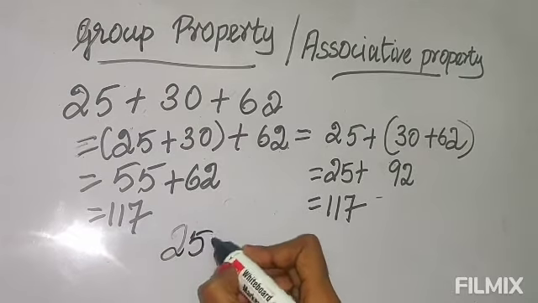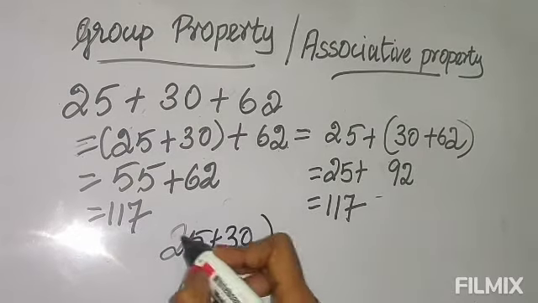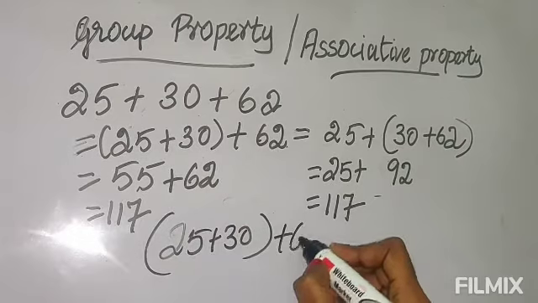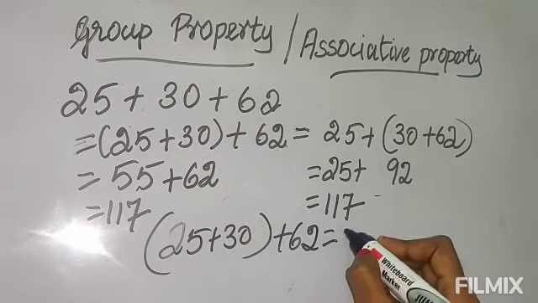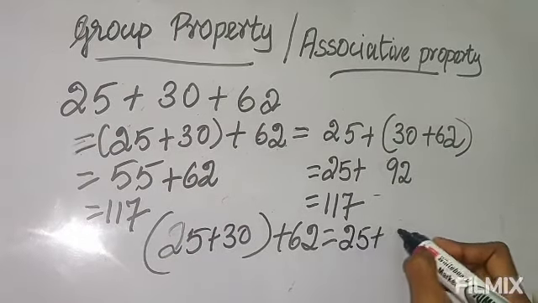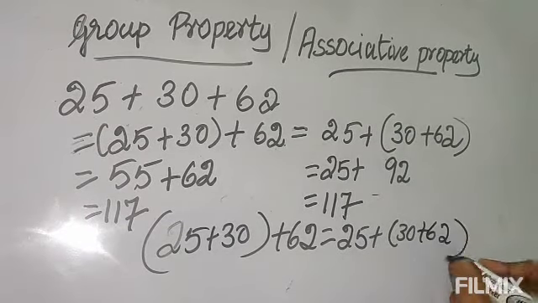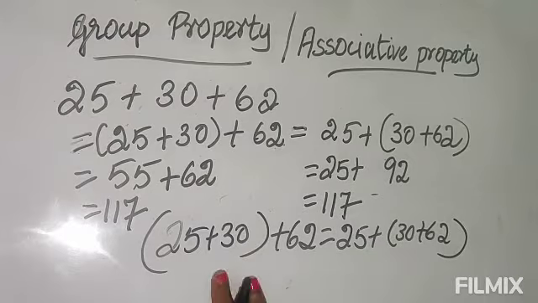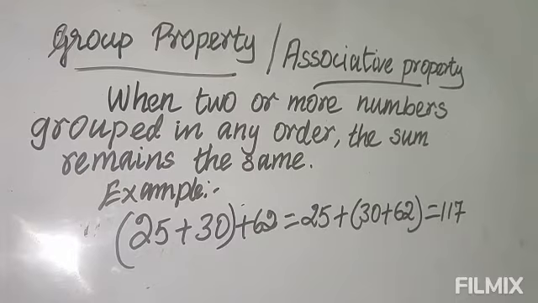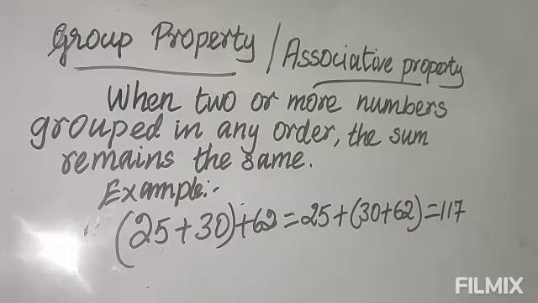You can complete it like this. That means (25 + 30) + 62 equals 25 + (30 + 62). This is the way you can complete the answer. These both are equal. That way you can complete the answer. Okay, now the conclusion.